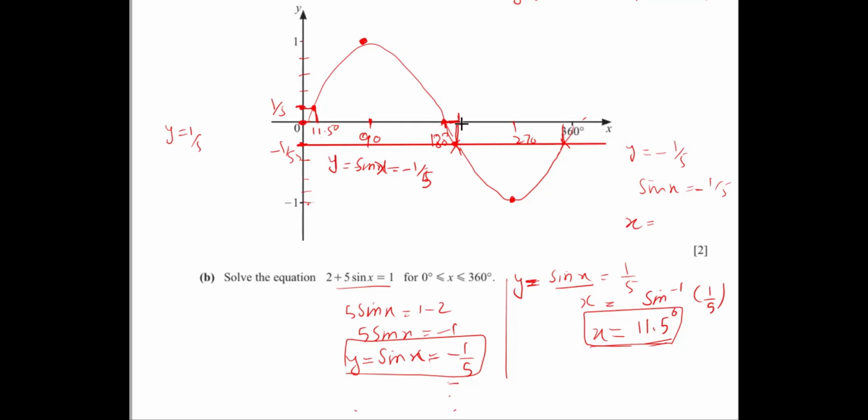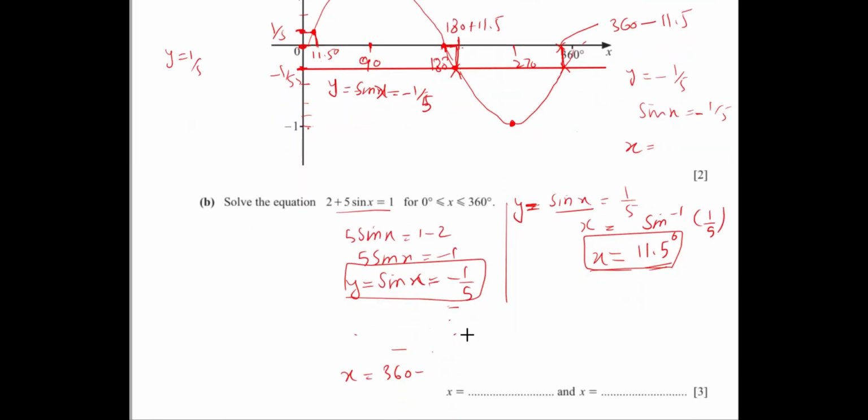Therefore, the distance from 180 to that point is 11.5. Therefore, this value is 180 plus 11.5. The distance from 360 to that position is 11.5. Therefore, the angle at this position will be 360 minus 11.5. Therefore, we write here x equal to 180 plus 11.5, or x equal to 360 minus 11.5, and this is 191.5, and this is 348.5. This is the answer.